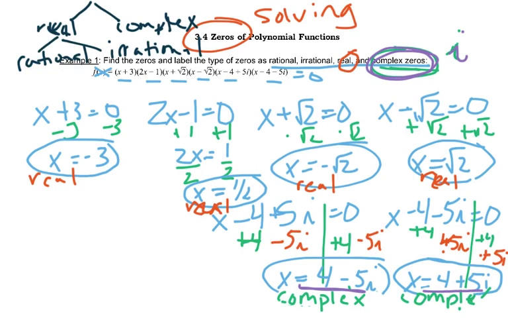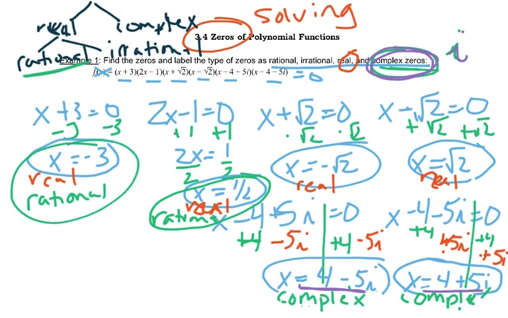So rational numbers are numbers that are quote-unquote nice, okay? Basically, they're things that don't have messy square roots in them. So this one is rational, and this one is rational. Okay, so the first two are both real and rational.